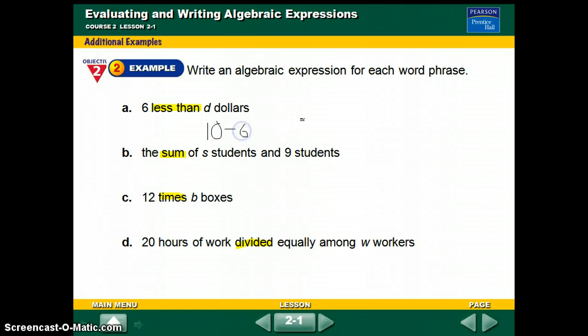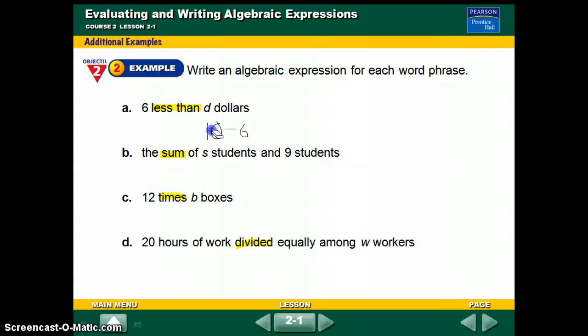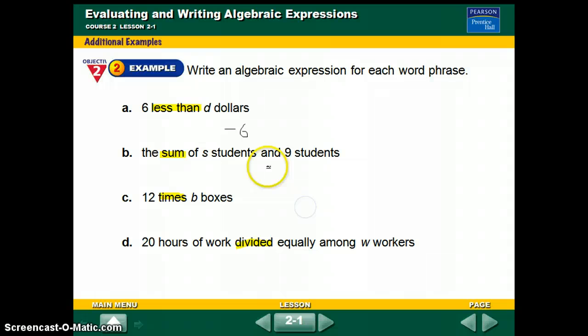Now the problem is we don't have 10. It says that we have 6 less than how many? Than D, right? So we're actually going to erase this 10, take it out, and put in D. Now that is an expression. It's an algebraic expression. It has letters and numbers and signs, and that's it.